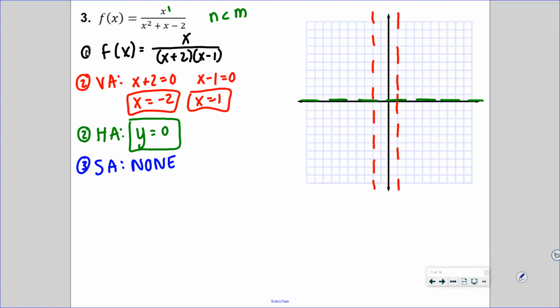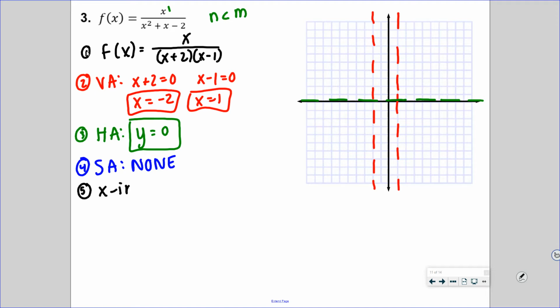Oops, I have 2 number 2s. Walking through my checklist of things I check for every time when I'm graphing. First, second, third, fourth. And then lastly, we find intercepts and plot some extra points if we need to.